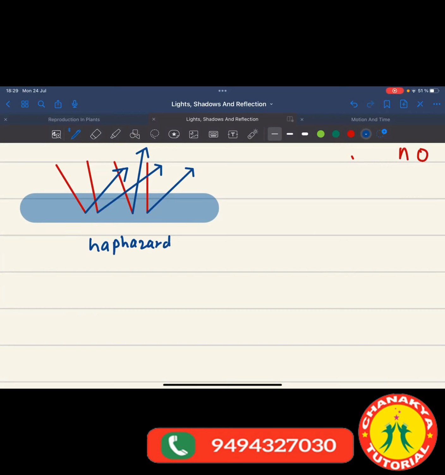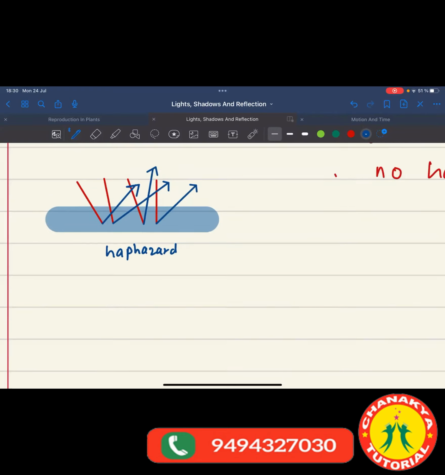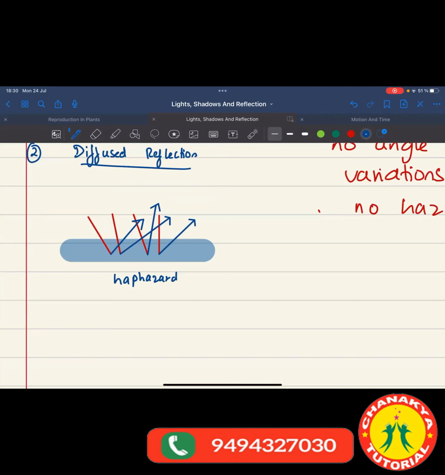Okay, so for rough surfaces, the ray incident at slightly different points on the surface is reflected in completely different directions. Okay, so this type of reflection is called diffuse reflection and is what enables us to see non-shiny objects. So this diffuse reflection will help you see these non-shiny objects.